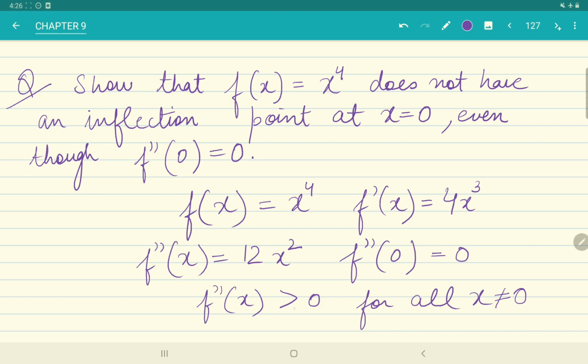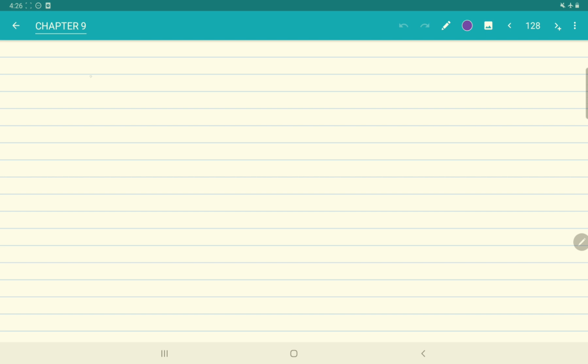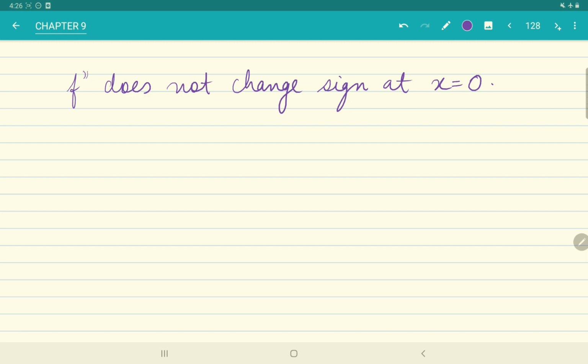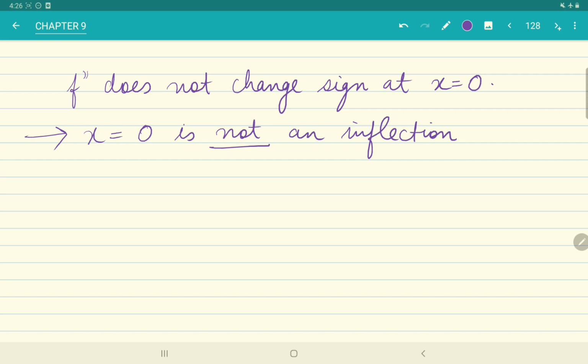So if f double prime x is greater than 0 for all x not equal to 0, that means I can say f double prime does not change sign at x is equal to 0. And this just implies that x is equal to 0 is not an inflection point. Had it been an inflection point, f double prime would have changed its sign at that point. But it does not, so that means x is equal to 0 is not an inflection point.